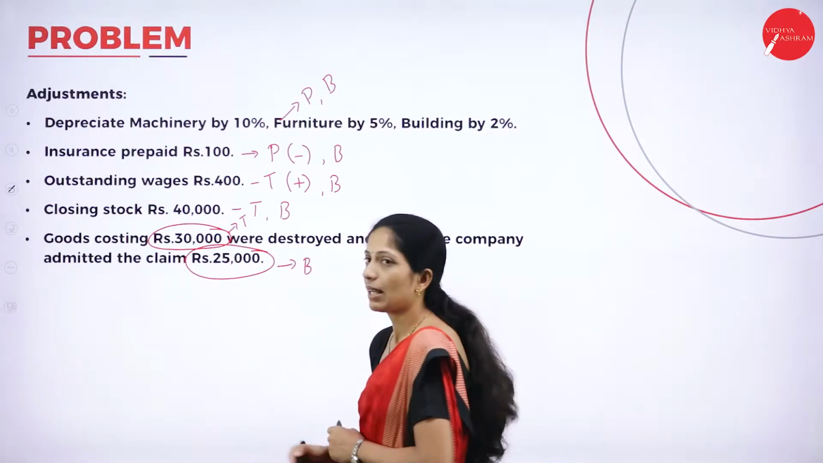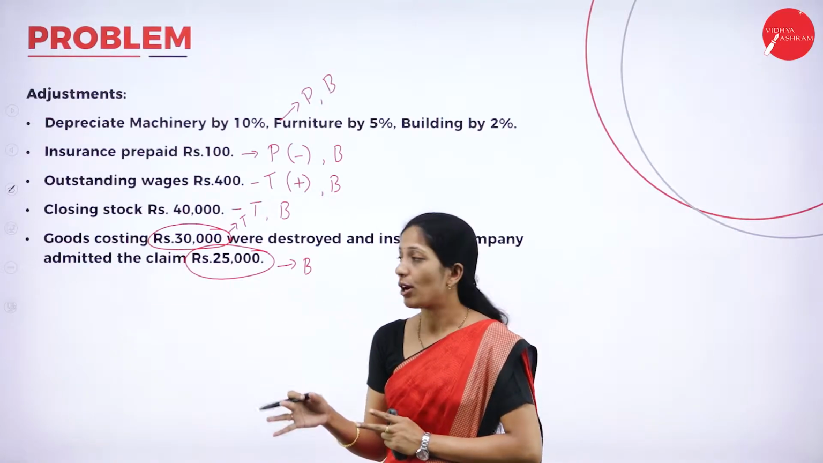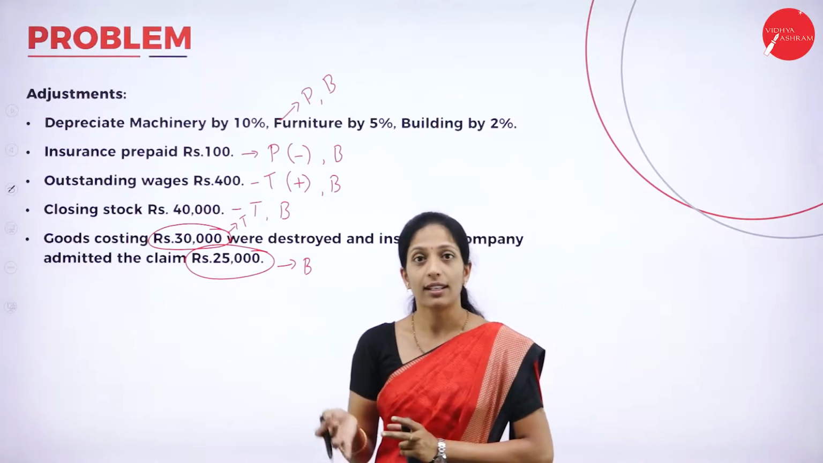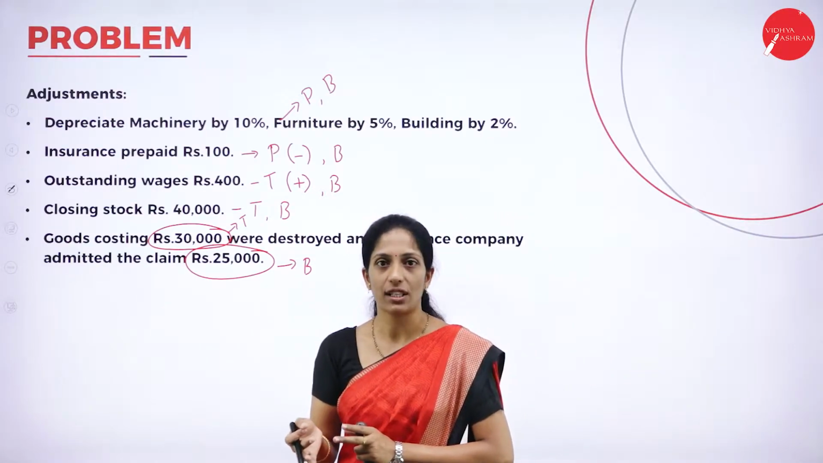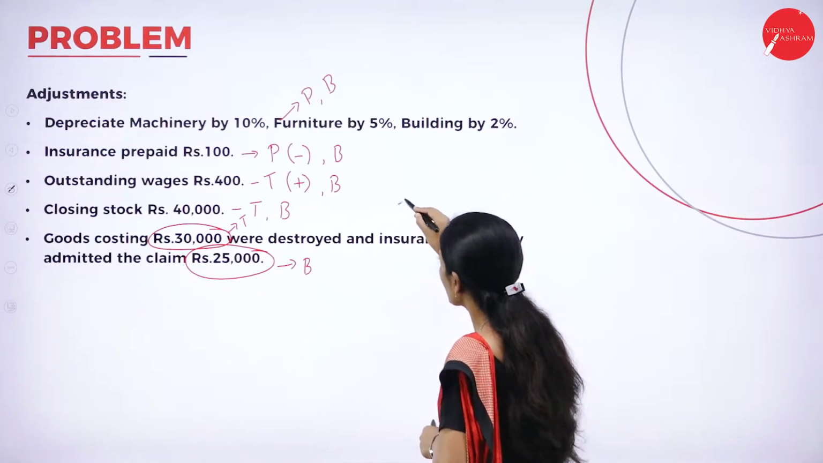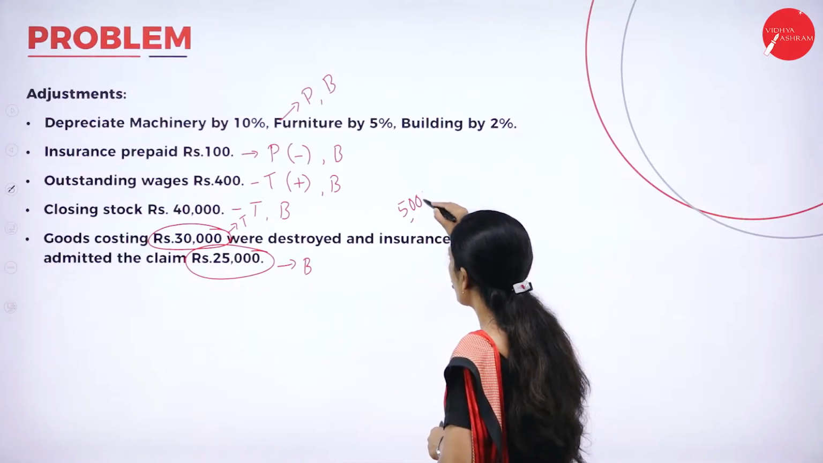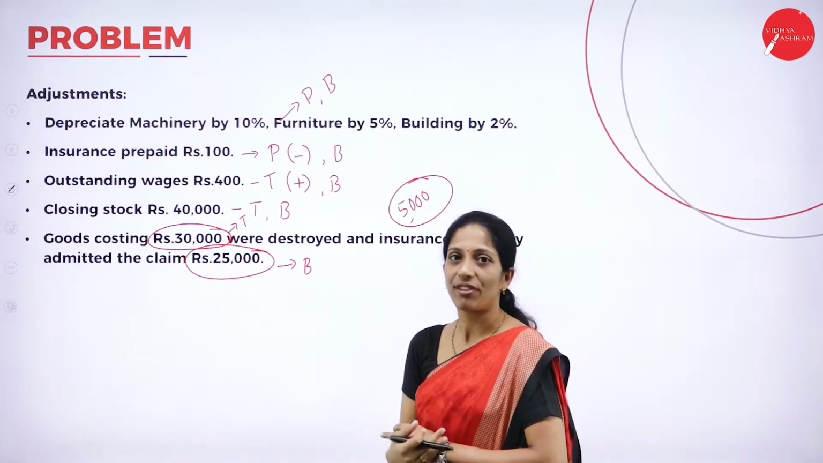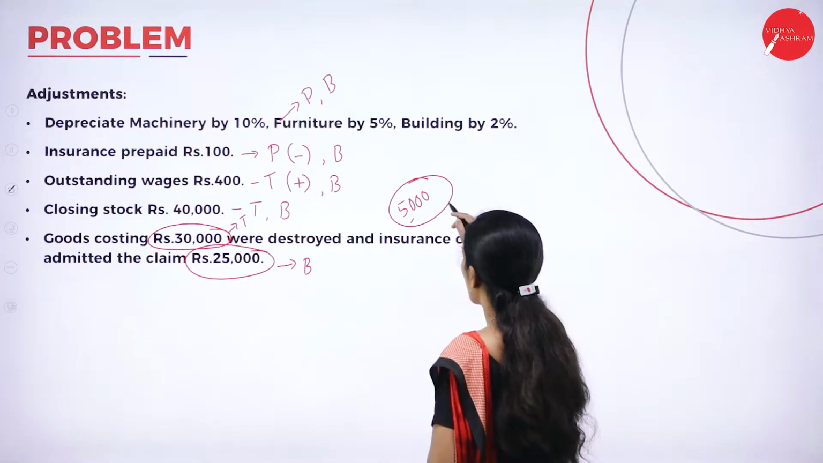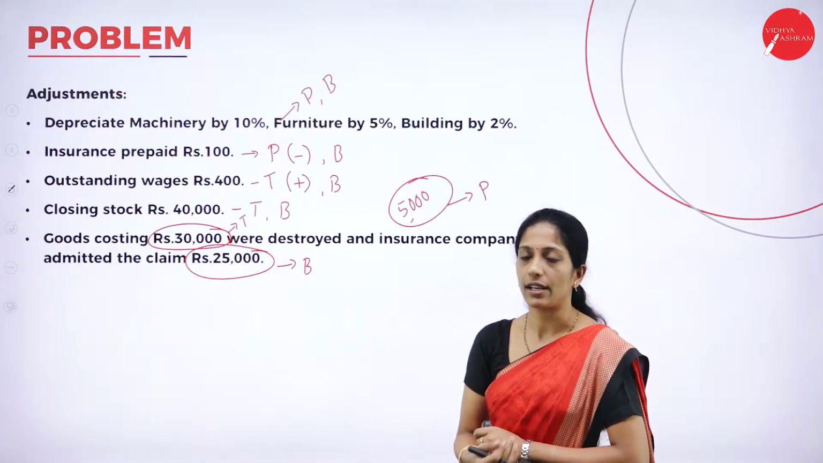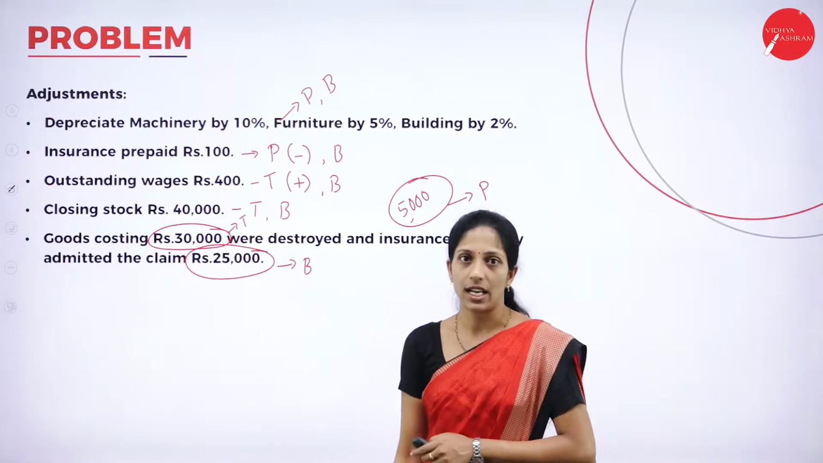But the difference amount, see, the goods destroyed is 30,000, but the claim we got is only 25,000. So, 30,000 minus 25,000, the remaining 5,000 is what? It is a loss, because 30,000 is destroyed, but we got only 25,000. So, 5,000 is a loss. So, we'll record it in the profit and loss account, that is on the debit side. Hope you are clear with the last adjustment.